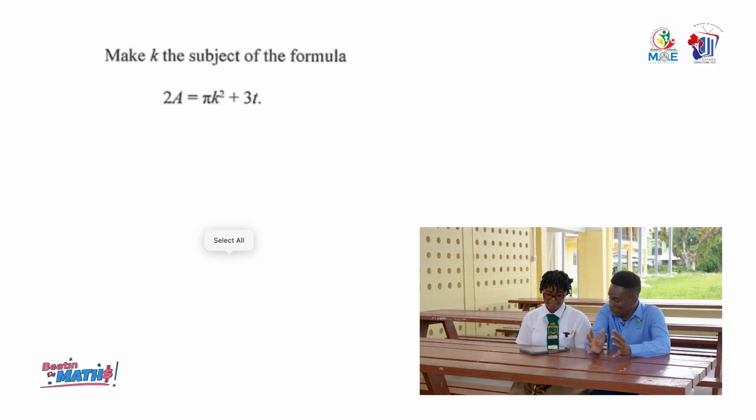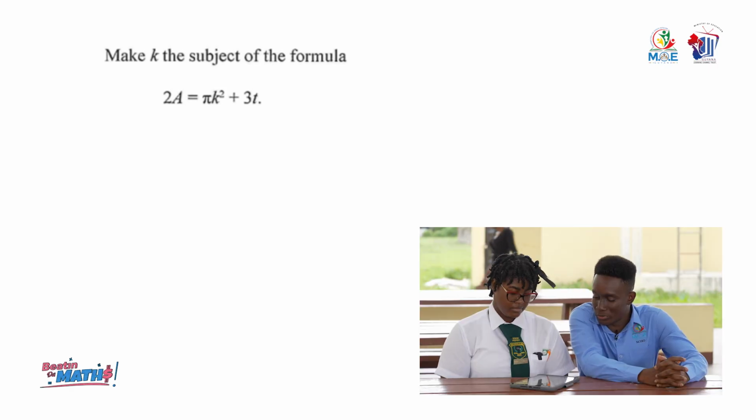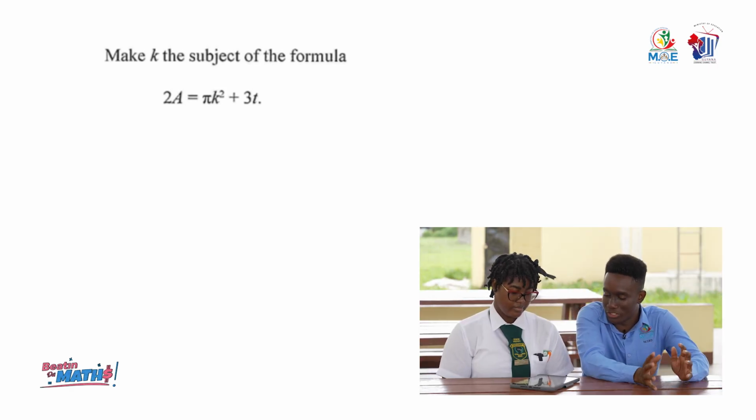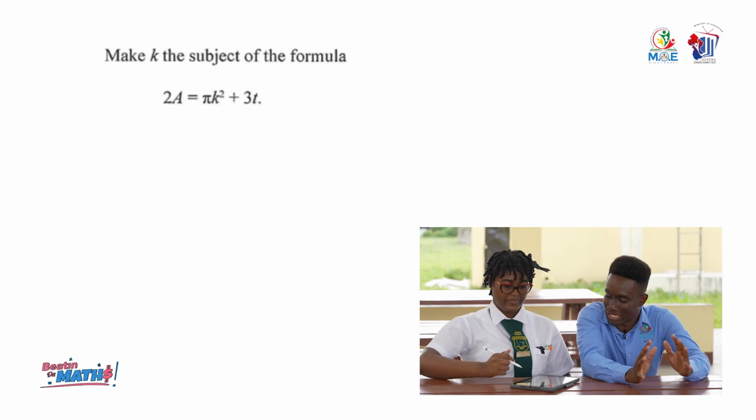So, Onisha, your question says, a nice question, algebra. Make k the subject of the formula. And we have the formula here: 2a is equal to pi k squared plus 3t. So the floor is yours. Explain to us what you will do to answer this question.